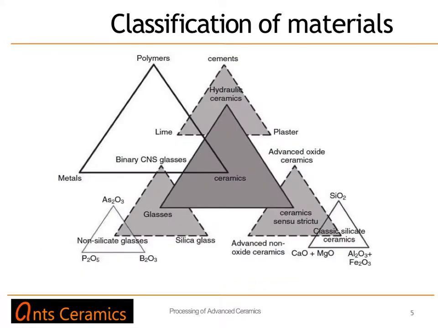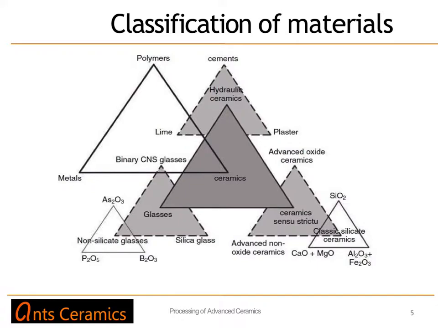In this world of materials, we define and classify materials in many categories. In broad respect, we can classify materials in three categories: polymers, metals, and ceramics. Ceramics can be divided into three categories: hydraulic cements, glasses, and advanced ceramics. Cement, lime, and plasters come under hydraulic ceramics.